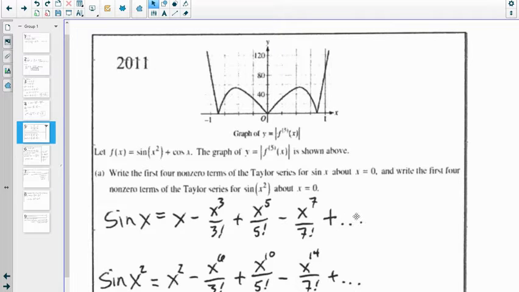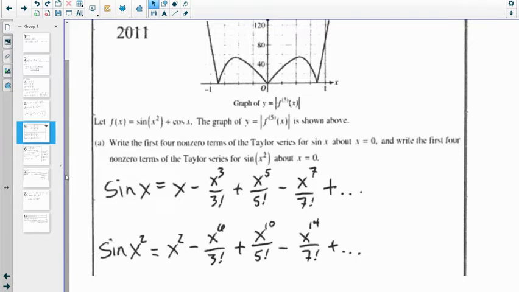They asked us for that, and then they also asked for the first four non-zero terms of the Taylor series for sine of x squared. And so I just replaced all my x's with x squareds. I didn't take derivatives. I didn't build this from scratch. I just used what I knew about the sine function. So there we go. That's part A.